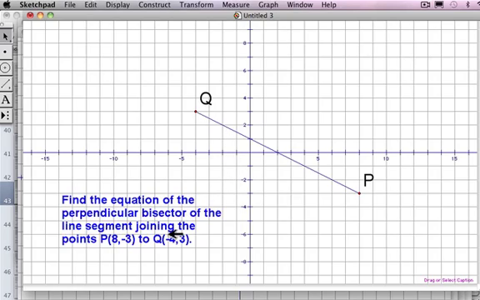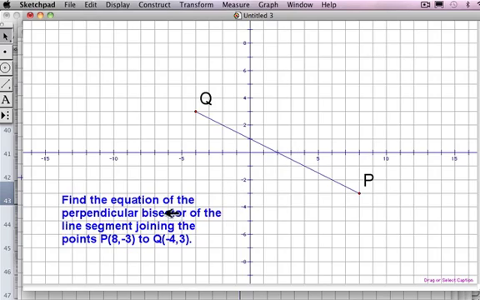Now it's important that you remember the definition of the perpendicular bisector. First of all, bisector means it's going to cut this line in half. In other words, the line is going to pass through the midpoint of PQ. So remember that we're going to have to find the midpoint of PQ as one of our steps here.